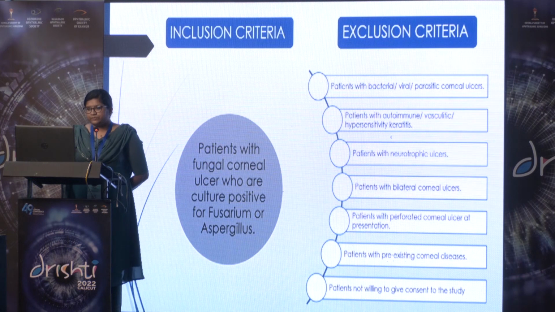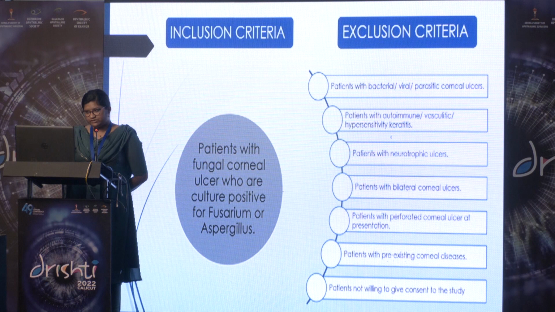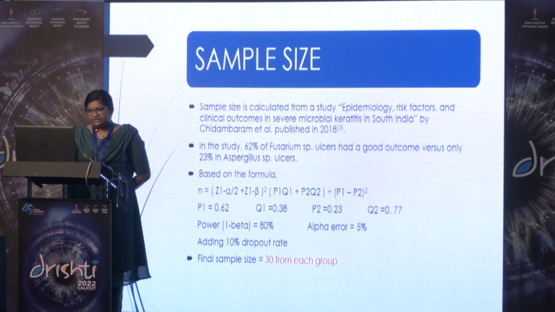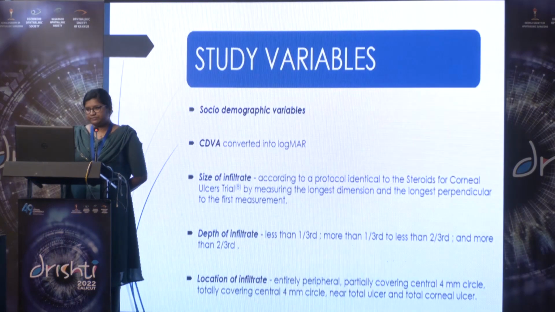year. Inclusion criteria was patients with fungal corneal ulcer who are culture positive for Fusarium or Aspergillus, and my exclusion criteria were the patients with other causes of corneal ulcers and neurotrophic ulcers, bilateral corneal ulcers, patients with perforated ulcer at presentation, and patients with pre-existing corneal diseases. Sample size was calculated to be 30 from each group, a total of 60.